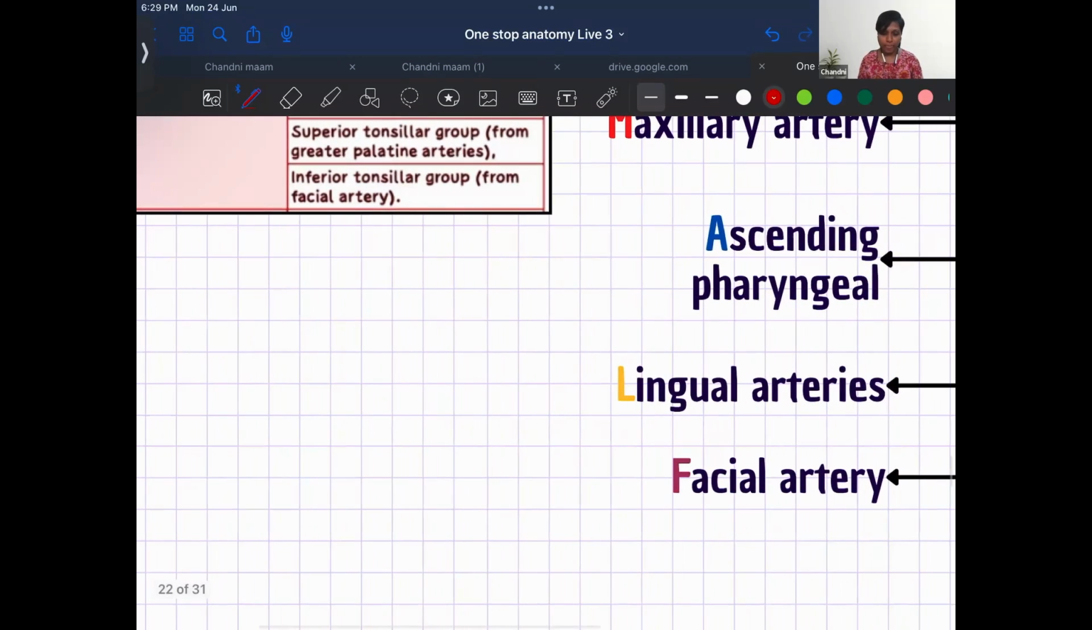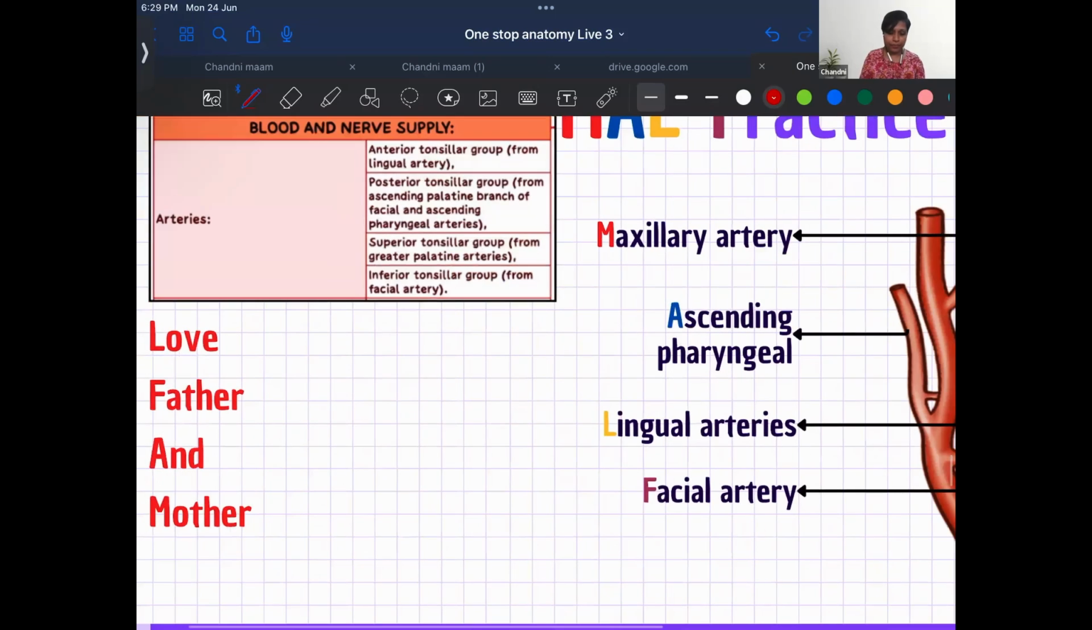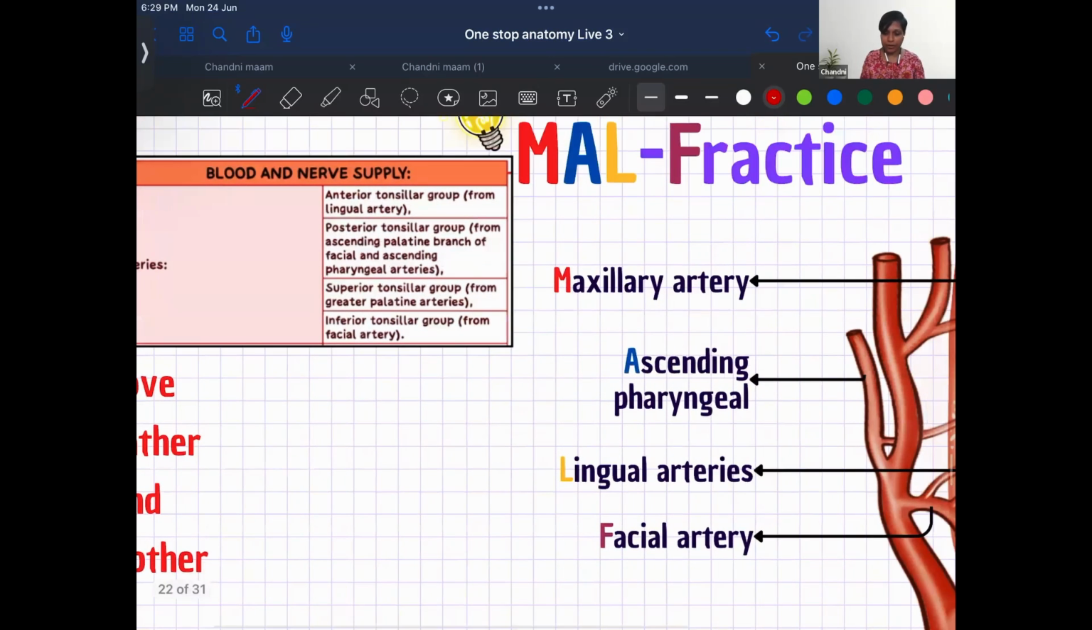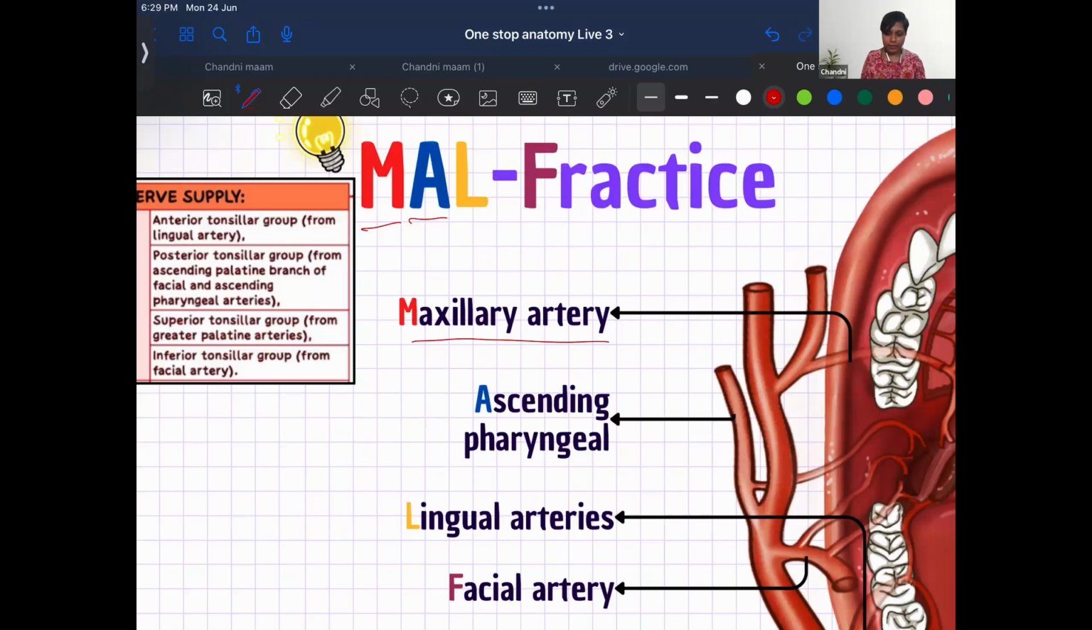This is what I studied, where M stands for maxillary artery, A stands for ascending pharyngeal artery, L stands for lingual artery, and F stands for facial artery. Small little tonsillar branches of these arteries are the blood supply of the tonsils.